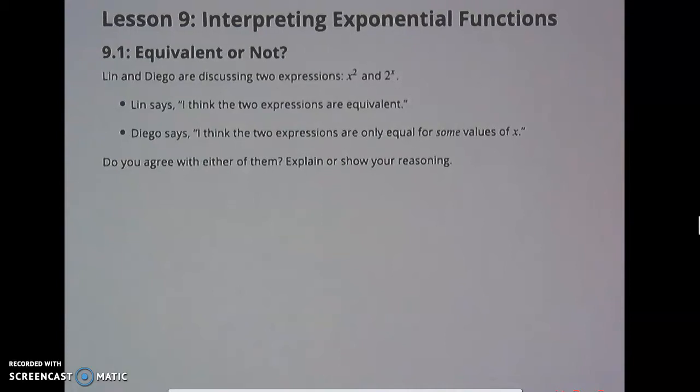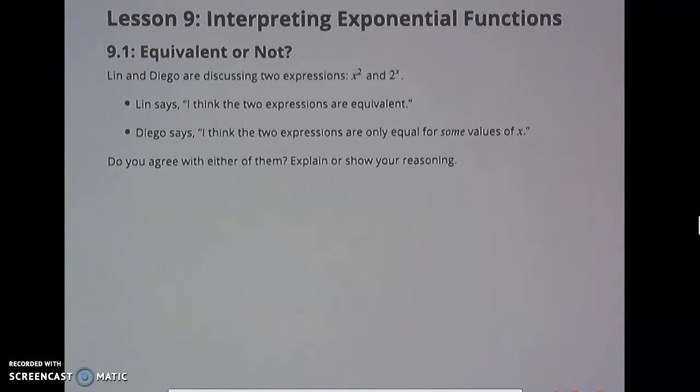Today we're going to be interpreting exponential functions. So the first thing we're going to look at, we have two people, Lynn and Diego, and they're discussing two expressions, x squared and 2 to the x. Lynn says that they think the two expressions are equivalent, and Diego says, I think the two expressions are only equal for some values of x. Do you agree with either of them? Explain or show your reasoning.